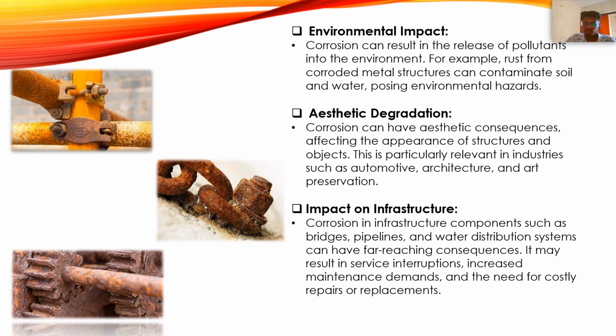Environmental impact. Corrosion can result in the release of pollutants into the environment. For example, rust from corroded metal structures can contaminate soil and water, causing environmental hazards. Aesthetic degradation. Corrosion can have aesthetic consequences affecting the appearance of structures and objects. This is particularly relevant in industries such as automotive, architecture, and art preservation.